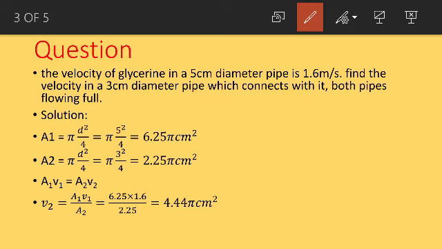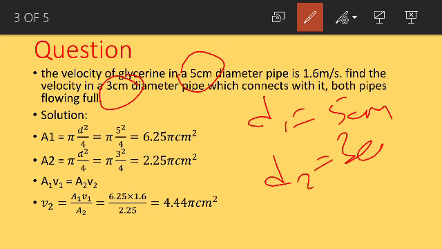Okay, so we see an example here, a question. The velocity of glycerine in a 5 centimeter diameter pipe is 1.6 meters per second. Find the velocity in a 3 centimeter diameter pipe which connects with it, both pipes flowing full. In this question, you notice that we are given the diameter of one end of the pipe, and we are also given the diameter of the other end. So we can say that D1 is equal to 5 centimeters and D2 is equal to 3 centimeters.